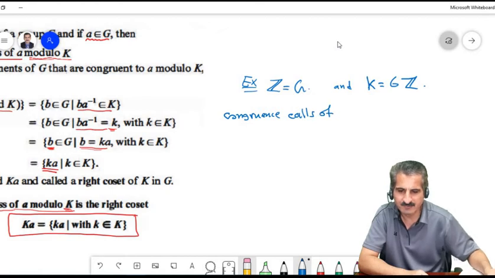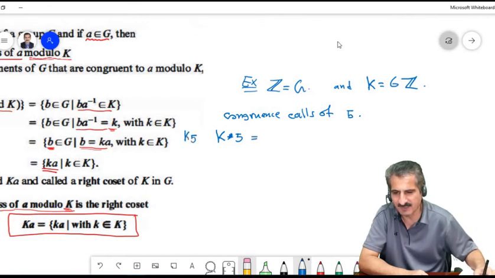Of 5, the congruence class of 5. It is K. Now I will write star 5, or K5 if you want. Yes, I can write it this way. K5. That means I'm using this notation here, K5. But the star here is addition, and so we have 6Z plus 5.